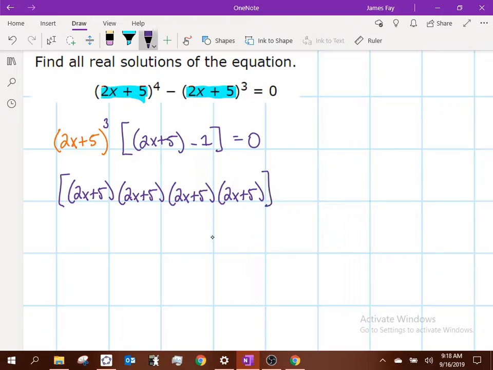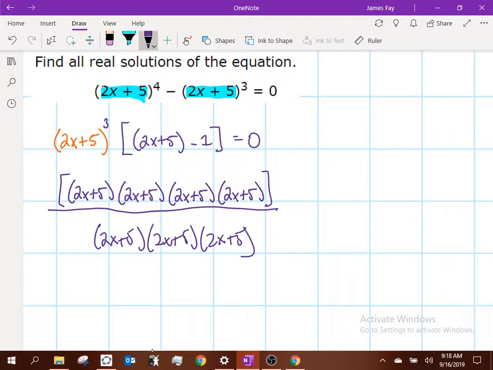Okay. Now I'm going to put brackets around that, and now I'm going to divide out 2x plus 5 to the 3rd. But if I divide out 2x plus 5 to the 3rd, isn't it just doing that? Okay, so this right here is this idea right here. 3 of those cancel with 3 of those, and that leaves you with just that one right there. Does that make sense? Okay.